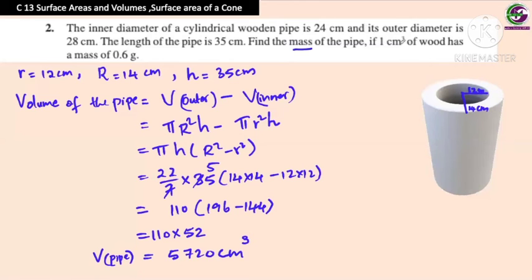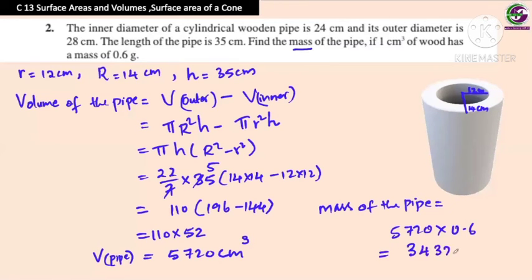So mass of the pipe is, for 1 centimeter cube, it is 0.6. So 5,720 centimeter cube will have a mass which is equal to 5,720 multiplied by 0.6, which will be 3,432 grams or 3.432 kilograms. Because when we change gram to kilogram, we divide by 1,000. Let's see question 3 now.